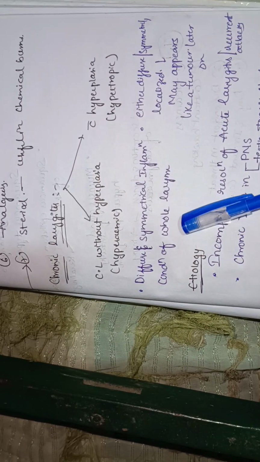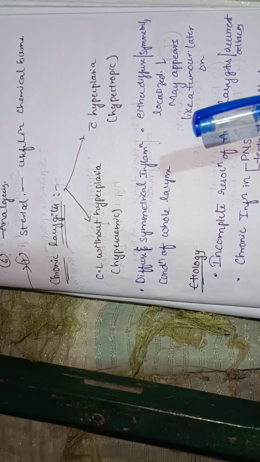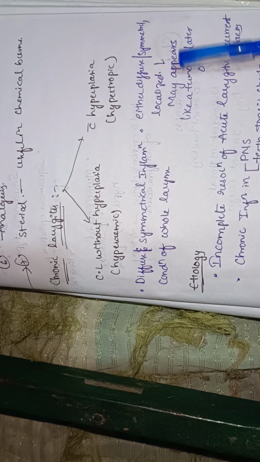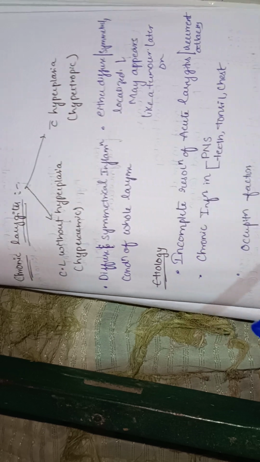So I will explain the summary. Please be thorough with this. Chronic laryngitis has two types: without hyperplasia and with hyperplasia. Without hyperplasia, this is the hyperemia condition. With hyperplasia, this is the hypertrophic condition. It is a diffuse and symmetrical inflammatory condition of the whole larynx, which can seem like a tumor.